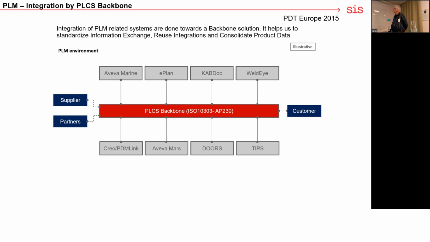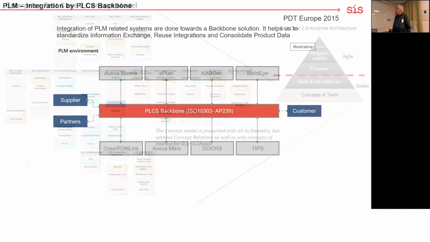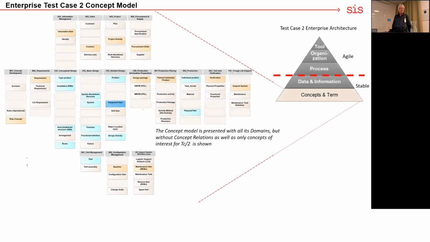And here you see examples of some related software that we used in those days, at the PDT Europe presentation. Not all software, because I think it's about 25 software systems to manage the information per ship, isolated, without an integration by a standard like PLCS.